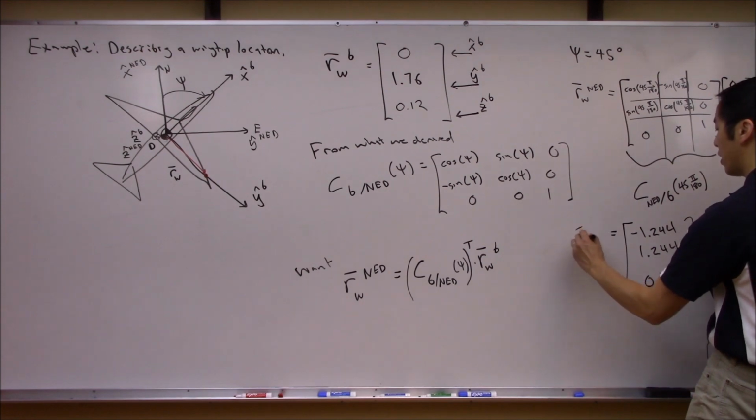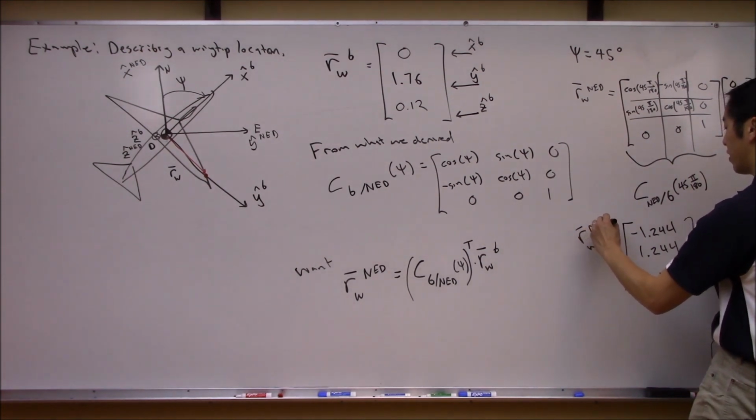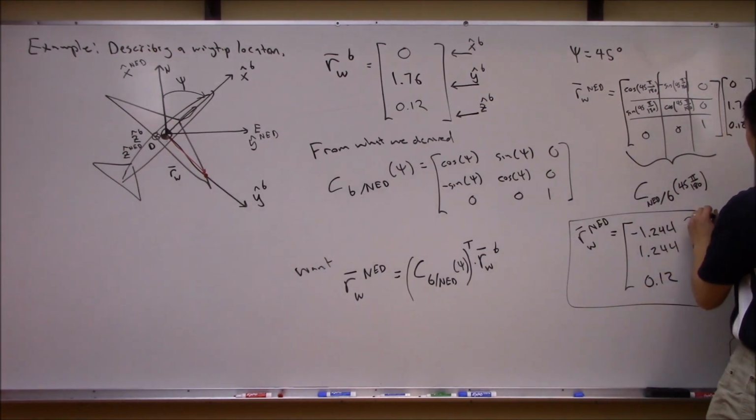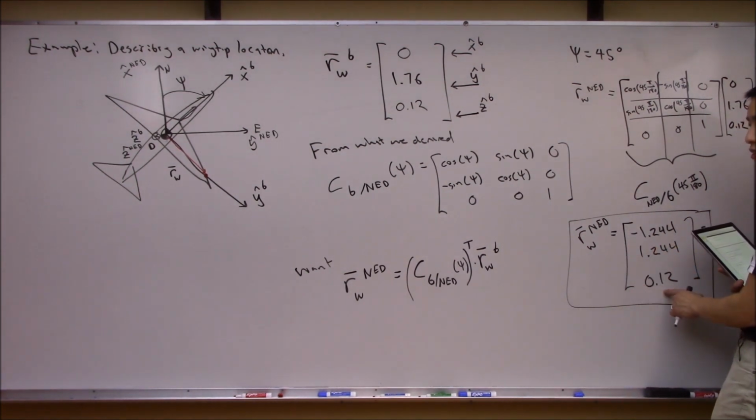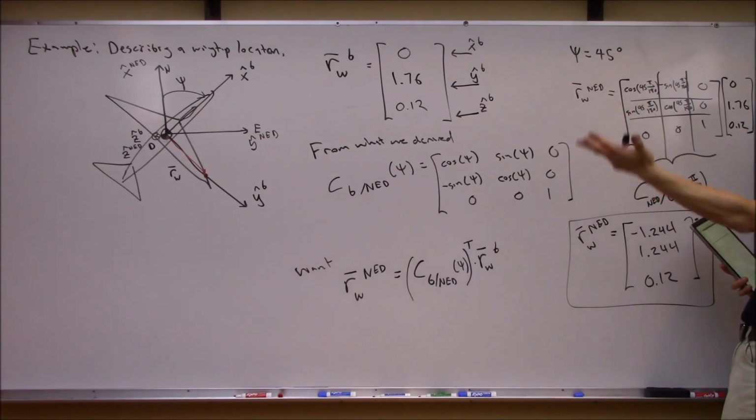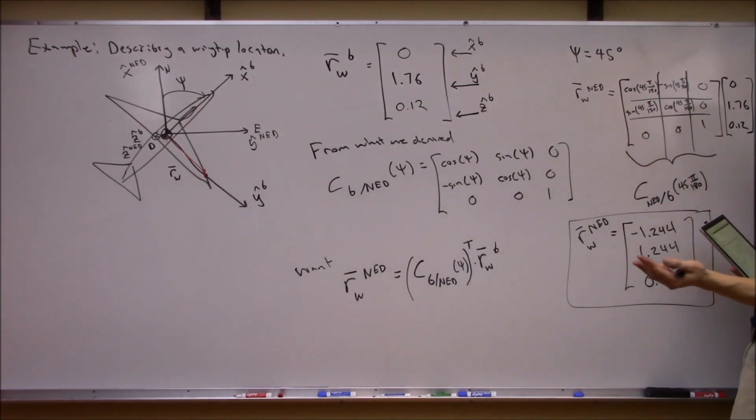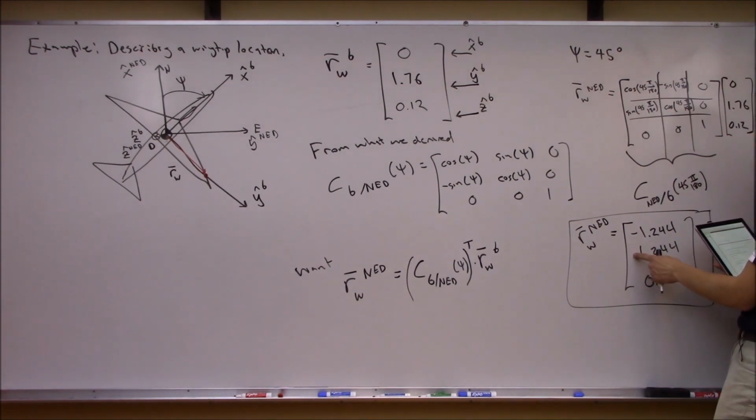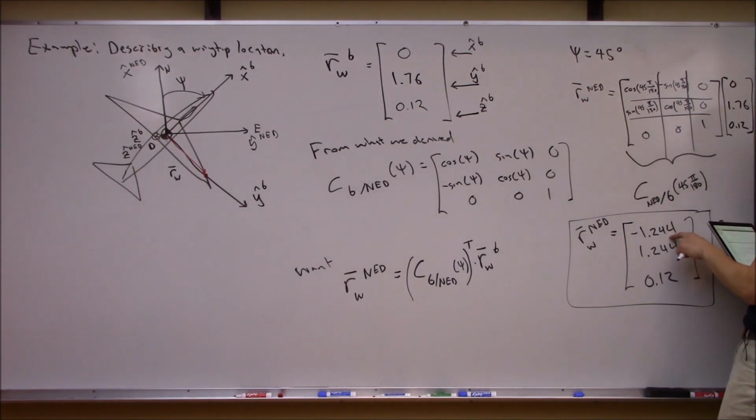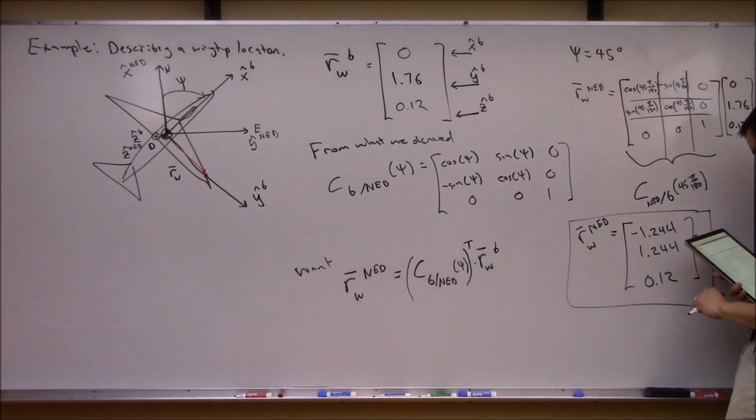So here's the wingtip in the north-east-down frame, right? And the interesting thing to note here is only the x and the y components change, right? The z component doesn't change because, like we talked about, the z axes are the exact same in this situation. So here's how you would describe that wingtip if you were in the north-east-down frame. You go south by 1.2 meters, you go east by 1.2 meters, and you go down by 0.12 meters to get there. All right.